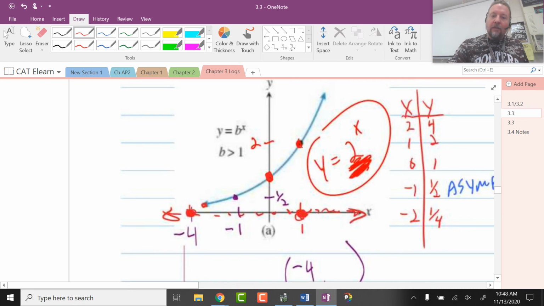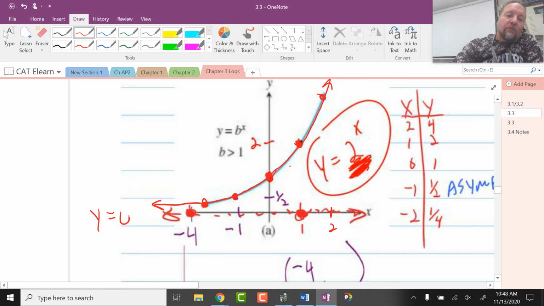2 to the first is 2. 2 to the second is 4. And then that's where this starts taking off like this. 2 to the third, 2 to the fourth, those start getting really big. Then on the other side, 2 to the negative first is a half, input output, very simple. 2 to the negative second is 1/4, and then that's where this gets this asymptotic behavior, getting closer and closer to y equals 0 without crossing.